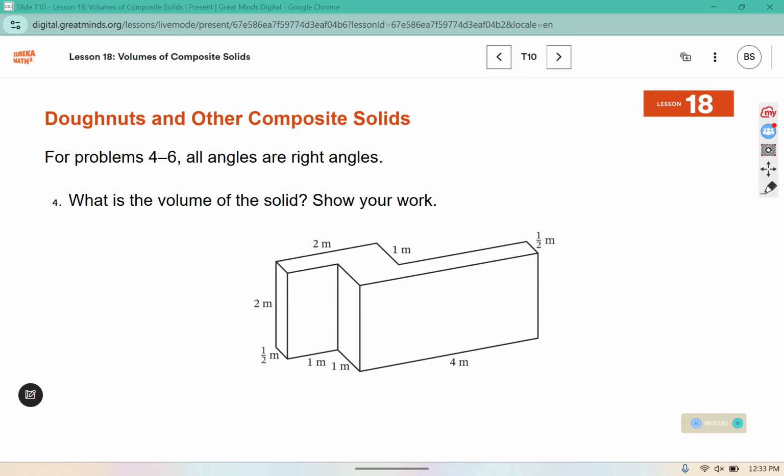What is the volume of the solid? Show your work. So we're going to cut this one, like we mentioned, into 3 different sections. So this first section has a base that is 1 by a half, which can be rewritten as 0.5, and it is 2 tall.